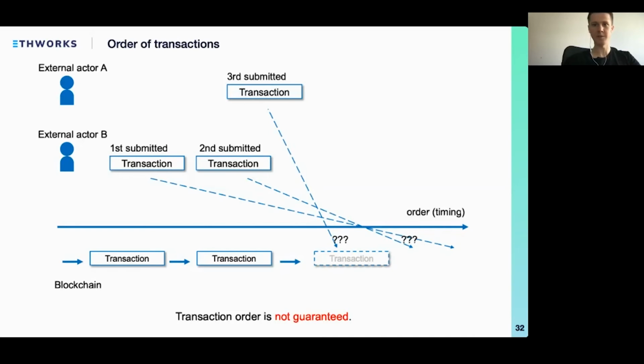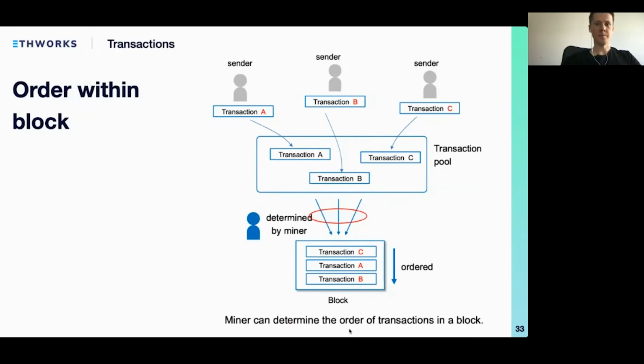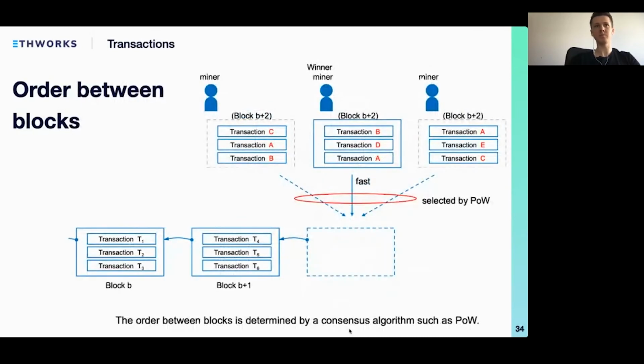Order within a block is determined by the miner. I already mentioned that. The miner sorts the transactions by the gas price, and he is in charge of the order. Order between blocks, so which miner gets to mine the next block, is obviously determined by the consensus algorithm. In the case of Ethereum and Bitcoin, it's proof of work.